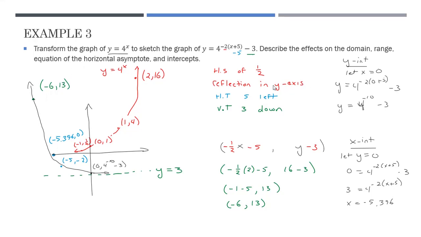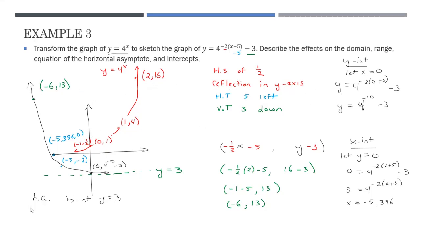So we want to describe the effects on the domain, range, and the equation of the horizontal asymptote and x-intercepts. So some of this we've already done actually. So we already have our y-intercept and our x-intercepts, so those are done. The horizontal asymptote we've already labeled as well. So again, I'm going to use a little bit of shorthand. Our horizontal asymptote is at y equals 3. Again, when you're doing this in paper, you should write the whole thing out. Just on the computer, it's a bit tough.